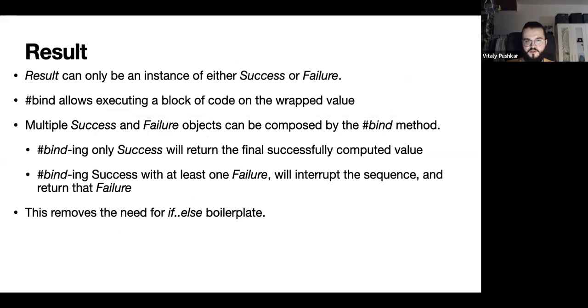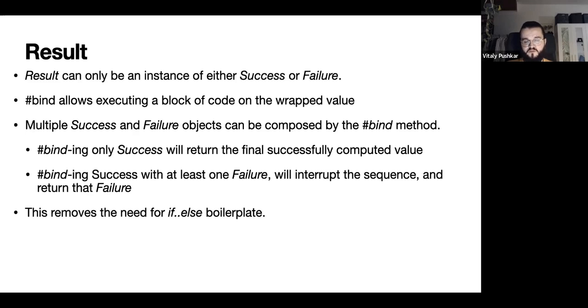There are a few rules that you should know about result before I show you the code example. Result can only be an instance of either success or failure. You cannot instantiate the result class itself. Result and its children, success and failure, implement the bind method. It's the method that executes any arbitrary code on the wrapped value by running a function on the value. And multiple such success and failure objects can be composed by this bind method.